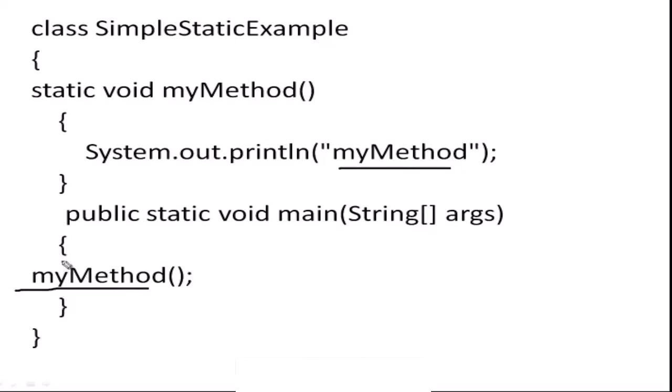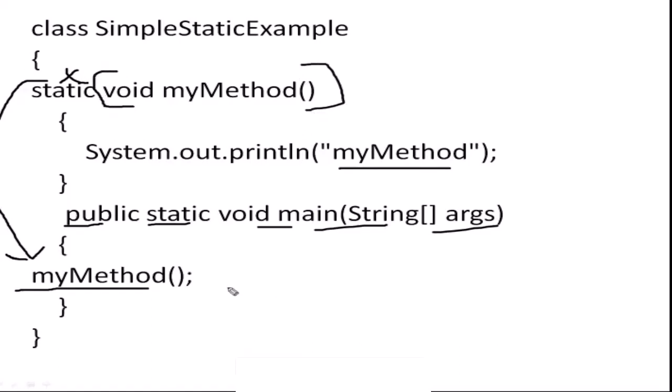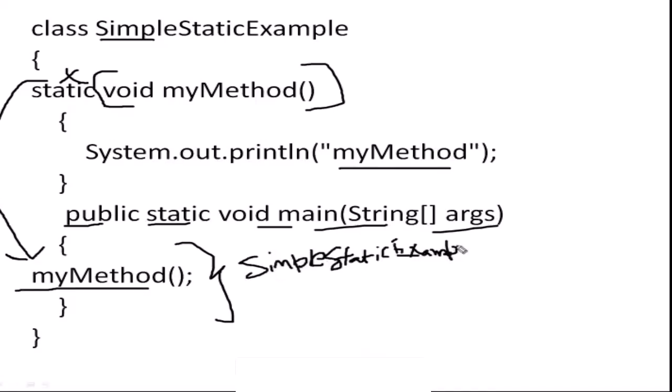For example, in public static void main, every program starts from public static void main String array argument. The basic thing is the link between these two. If you are not going to write static here, and write only void main method, then what do you have to use here? What is the class name? SimpleStaticExample is the class name. So now you need to create an object: object equal to new SimpleStaticExample.